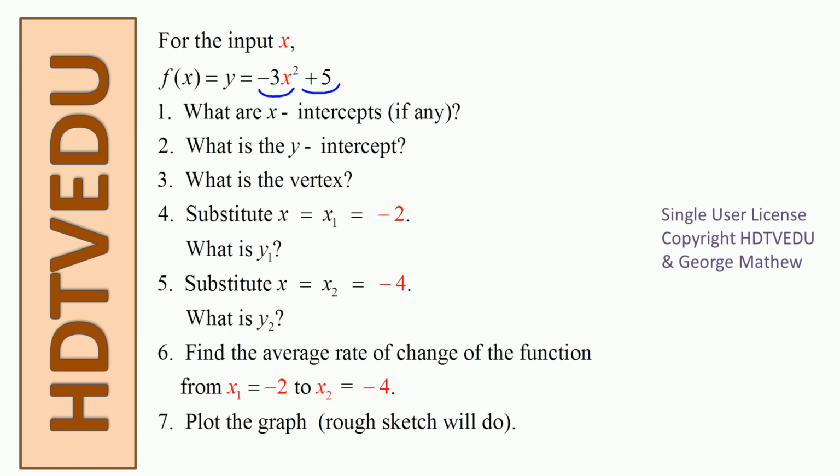Number 4, substitute x equals x1 equals negative 2, find y1. Number 5, substitute x equals x2 equals negative 4, find y2. Number 6, find the average rate of change of the function from x equals negative 2 to x equals negative 4. And number 7, plot the graph. Rough sketch will do.